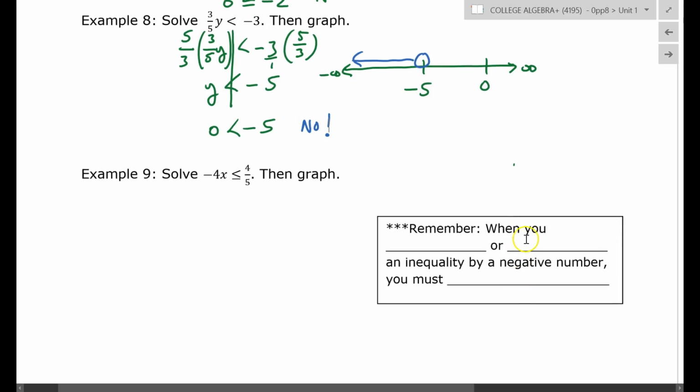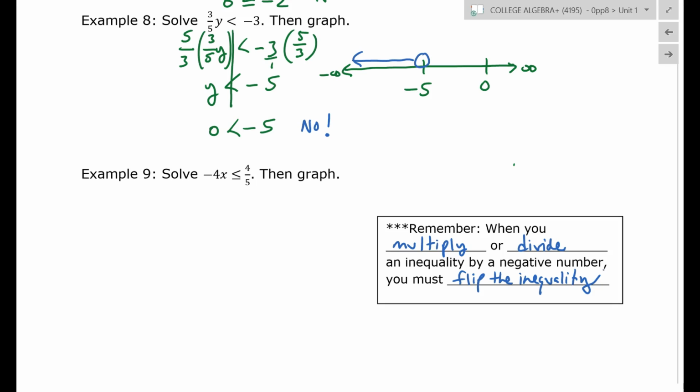And it's this. When you multiply or divide by a negative number, you need to flip the inequality. When you multiply or divide by a negative number, you have to flip the inequality.